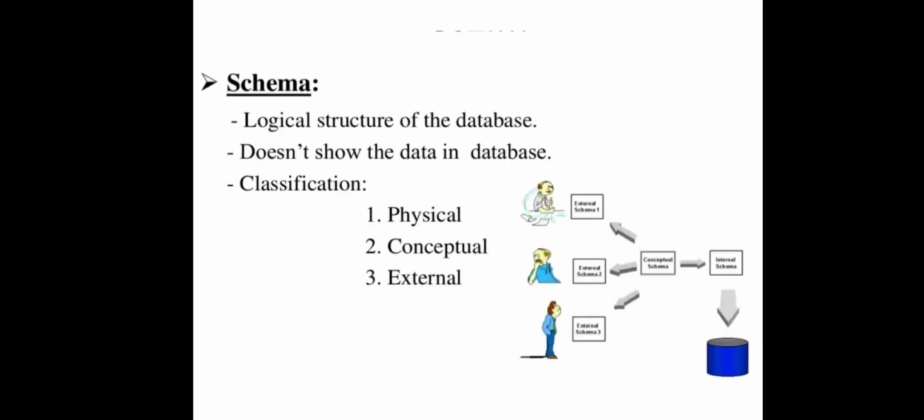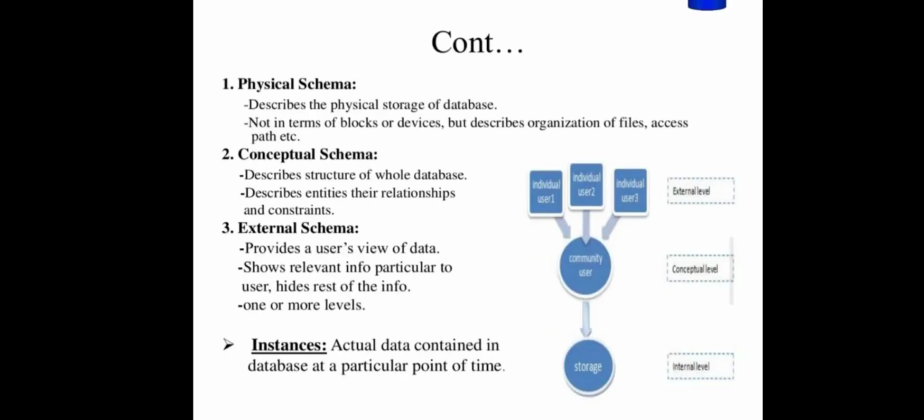Next is the schema. The logical structure of a database is known as a schema. It doesn't show the data in the database. There are three classifications of schemas: one is physical, second is conceptual, third is external. First, the physical schema. It describes the physical storage of a database, that is called a physical schema. Not in terms of blocks or devices, but it describes the organization of files, access paths, etc. That is called a physical schema.